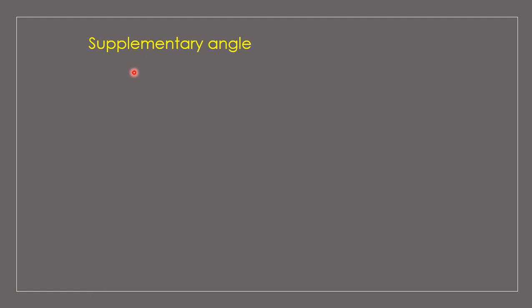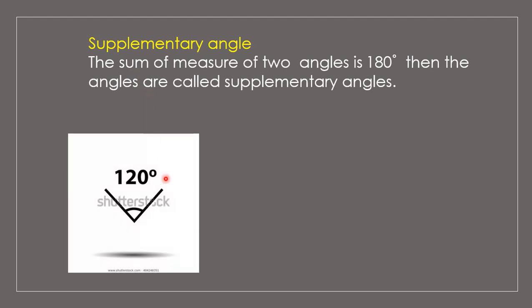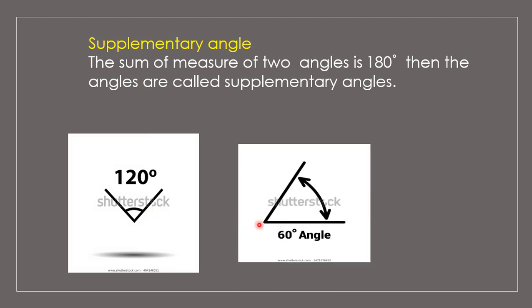And now the concept of supplementary angles: when the sum of two angles is 180 degrees, then the angles are known as supplementary angles. For example, one angle is 120 degrees and another is 60 degrees. So we can say 120 degrees plus 60 degrees is equal to 180 degrees. So 120 degrees is the supplementary angle of 60 degrees and 60 degrees is the supplementary angle of 120 degrees.